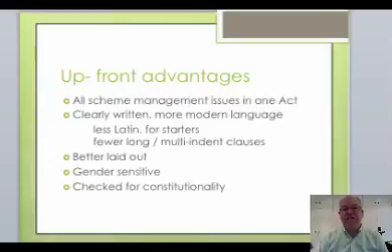It's better laid out. The bits of governance were scattered all around the existing Sectional Titles Act. Now they've been brought together and logically clustered, as it were. It is, of course, gender sensitive, and it's been checked for constitutionality.